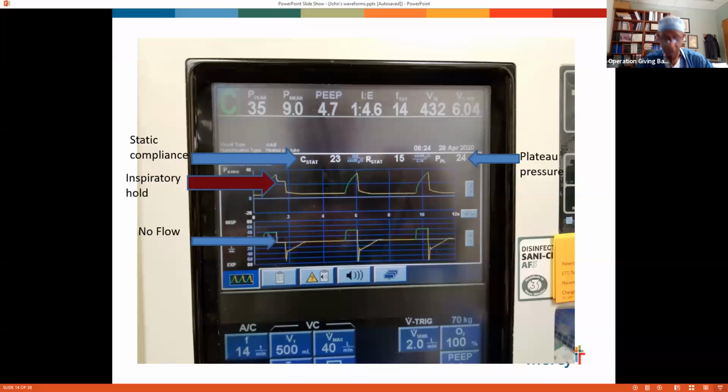John, keep going, please. Okay, that's right. So like I said, the key is to look at your plateau pressure. If it's less than 30, you have less chance of hurting the lung of the patient.